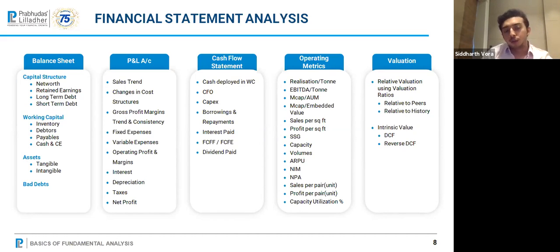Once you've done the first 4 pieces of financial statement analysis, you come down to the last one, which is both a science and an art, which is valuation. When you are valuing a company, the simpler ways are relative to peers and relative to history, which means historically, if a stock is trading at 35 ka PE, I should be cautious if it's now trading at 60 ka PE, because my returns will become very narrow from here on.